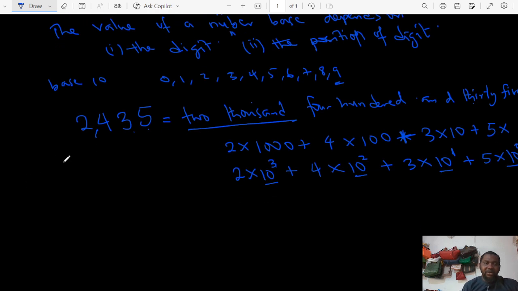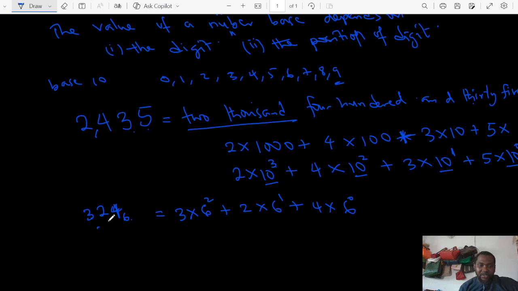But if I want to represent a number in base 6, let's say I have 324 in base 6. What this means is that I won't say 324, because when you say 324, you are talking about base 10. Instead, I would say 3 times 6 to the power of 2, plus 2 times 6 to the power of 1, plus 4 times 6 to the power of 0. Then you have the positions 0, 1, and 2. This is how you represent it. So 324 in base 6 is represented this way, and no other way apart from this.